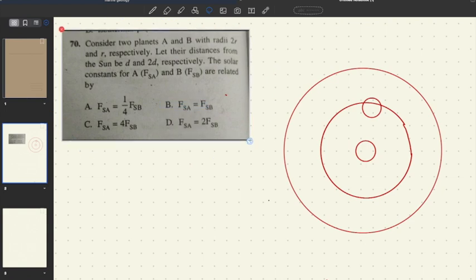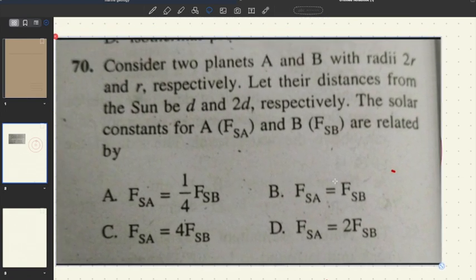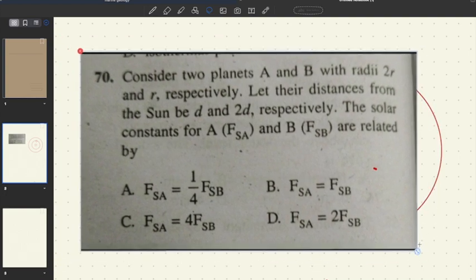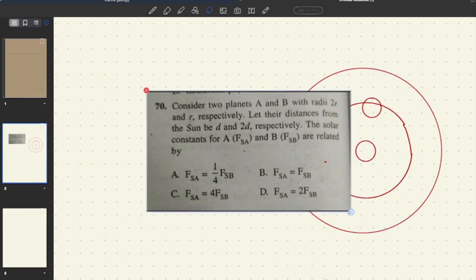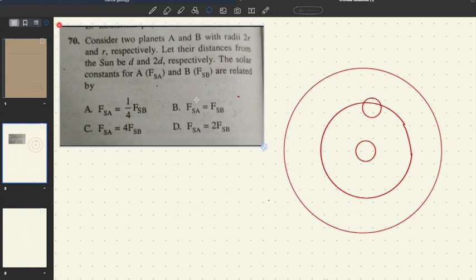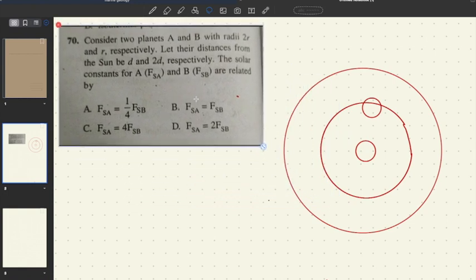Okay, so the question is, consider two planets A and B with radii 2r and r respectively. Let the distance from the sun be d and 2d. The solar constant for A, that is FSA, and B, that is FSB, are related by. So let's draw the first figure. One more thing, here we can see that the radii of the planets, 2r and r, are of no use. They have no use here, right?